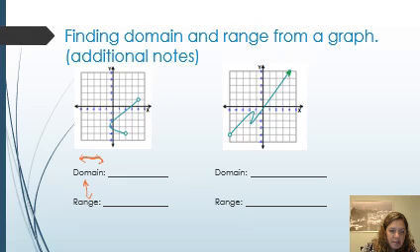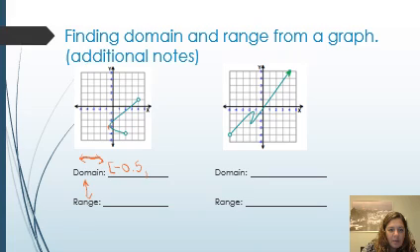So if I look at this, this goes over here. This is as far as this graph goes to the left. Well, that's in between 0 and -1. So I'm going to call that -0.5 or -1/2. And then it does actually exist there, so we're going to put a bracket.